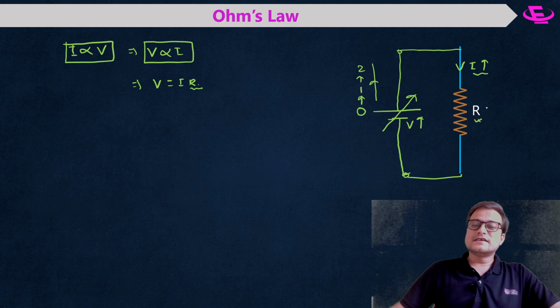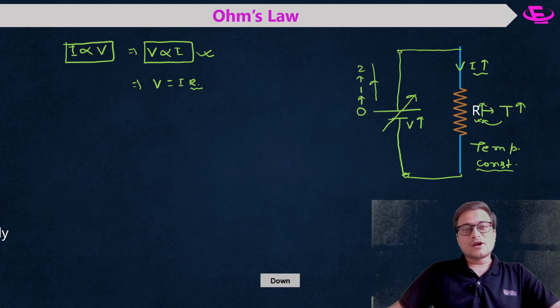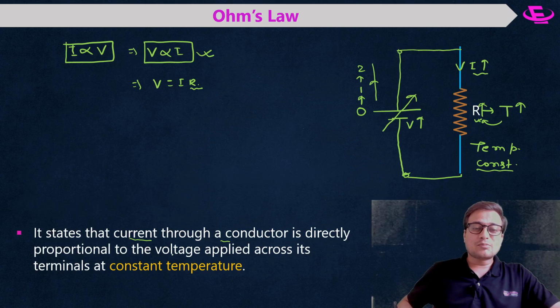Now he told one more point. Since the resistance of any conductor varies with temperature, if temperature increases, then resistance will increase. So he told that this law is applicable only when temperature is fixed, only when temperature is maintained constant. So the statement of Ohm's law, a very beautiful statement, is that current through a conductor is directly proportional to voltage applied across its terminals at constant temperature.